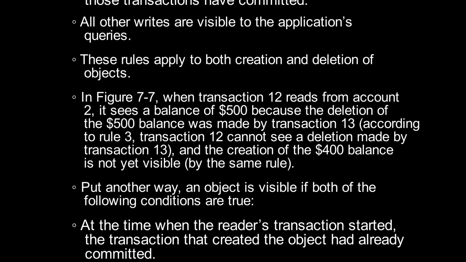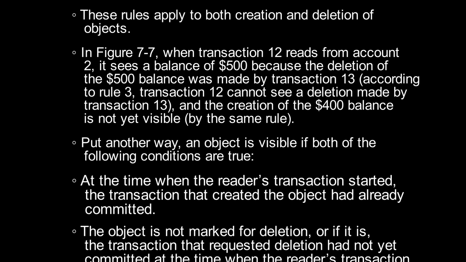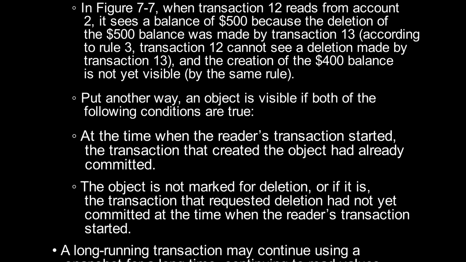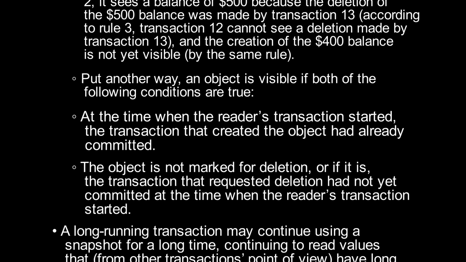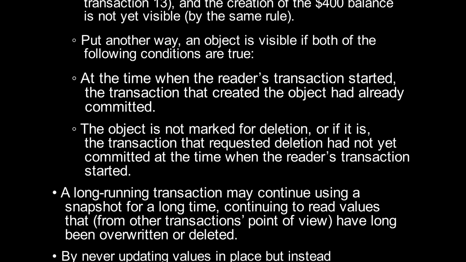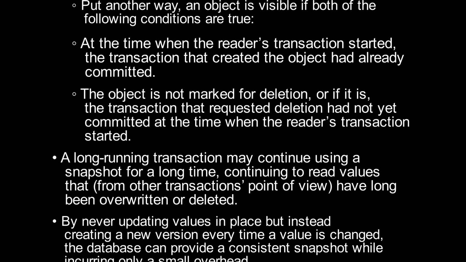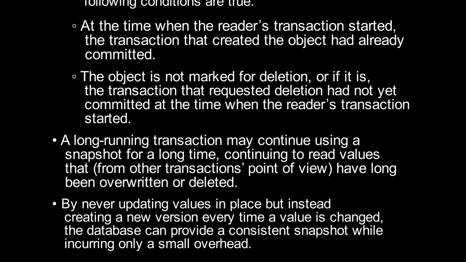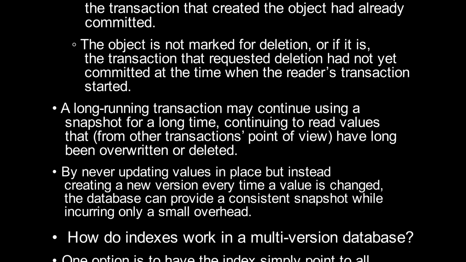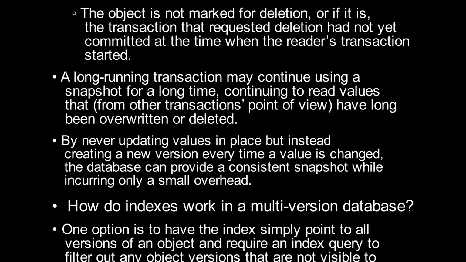Put another way, an object is visible if both of the following conditions are true. At the time when the reader's transaction started, the transaction that created the object had already committed. The object is not marked for deletion, or if it is, the transaction that requested deletion had not yet committed at the time when the reader's transaction started. A long-running transaction may continue using a snapshot for a long time, continuing to read values that, from other transactions' point of view, have long been overwritten or deleted. By never updating values in place, but instead creating a new version every time a value is changed, the database can provide a consistent snapshot while incurring only a small overhead.